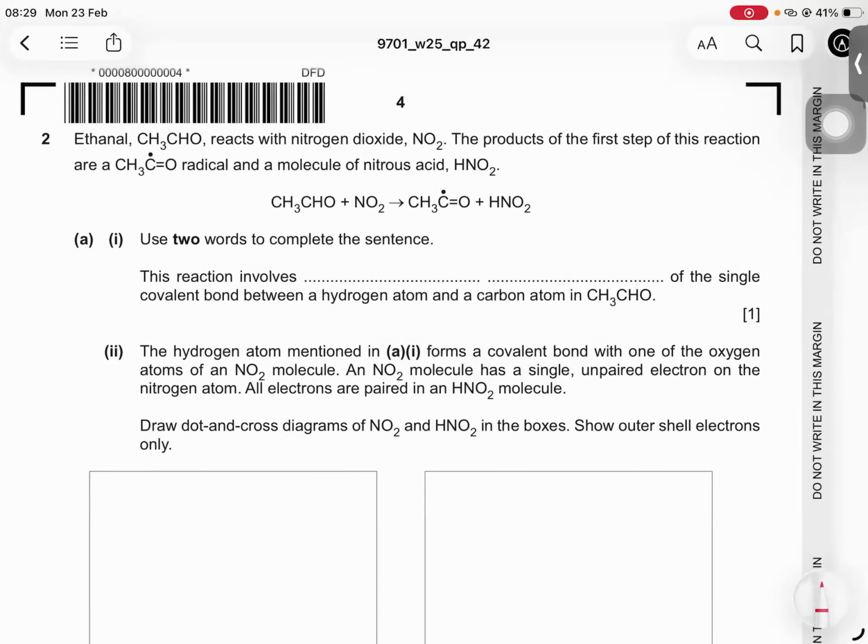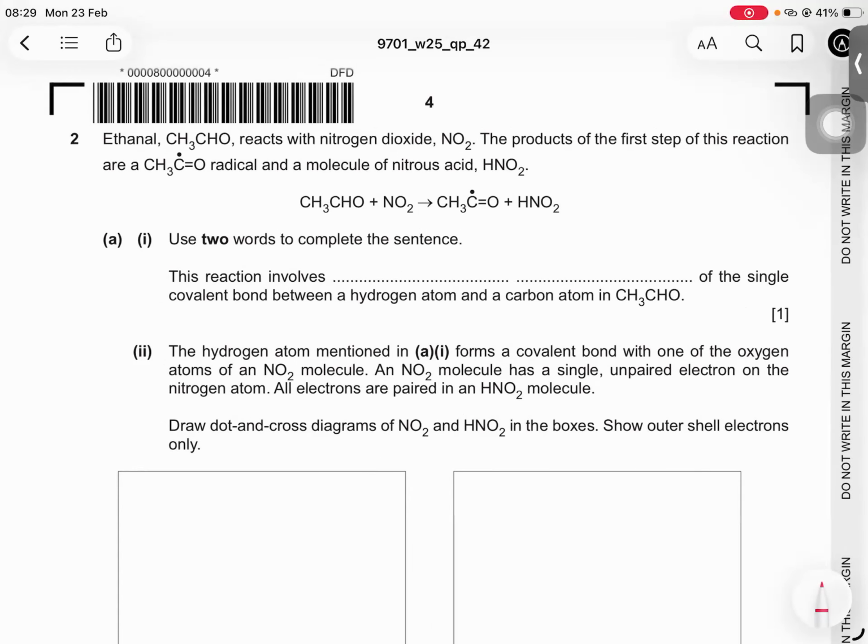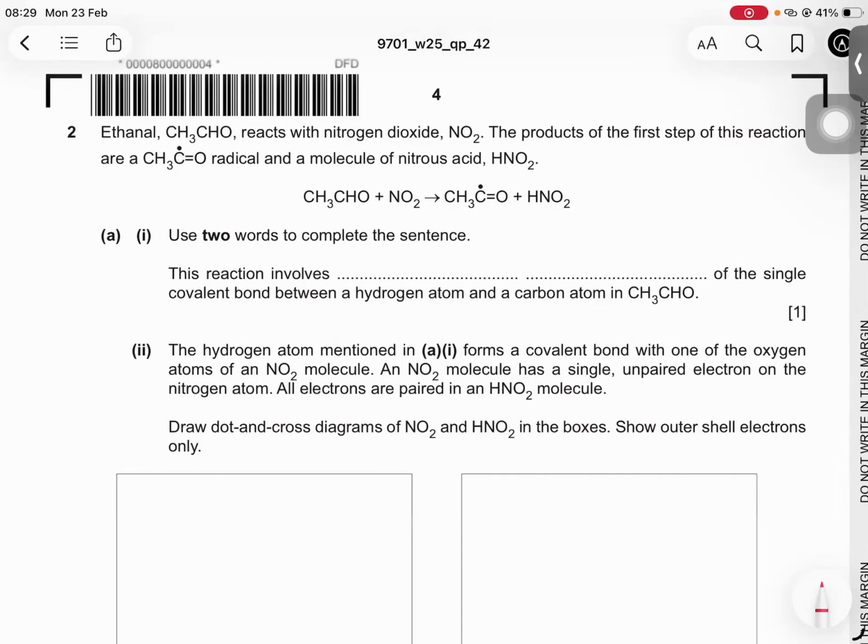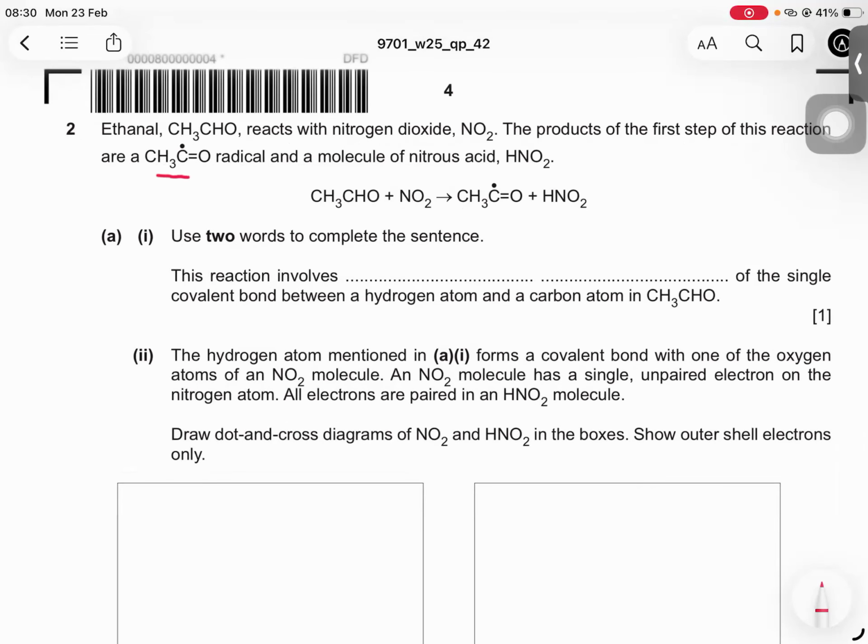Ethanol reacts with nitrogen dioxide. The products of the first step of this reaction are the CH3CO radical and a molecule of nitrous acid, HNO2. Use two words to complete the sentence. This reaction involves homolytic fission. We learned in AS that when a covalent bond breaks and the shared pair of electrons is equally divided, free radicals are formed, and that type of bond breakage is known as homolytic fission.